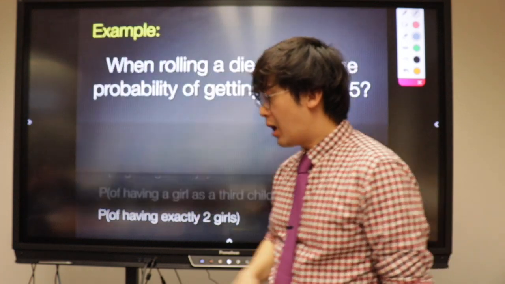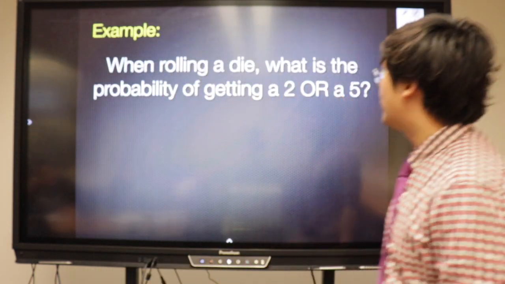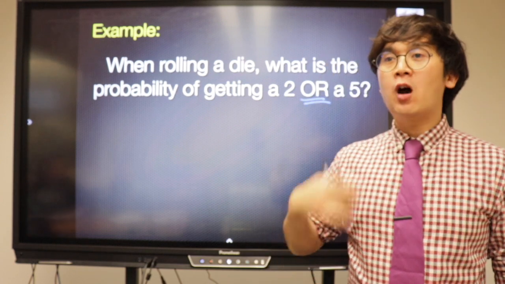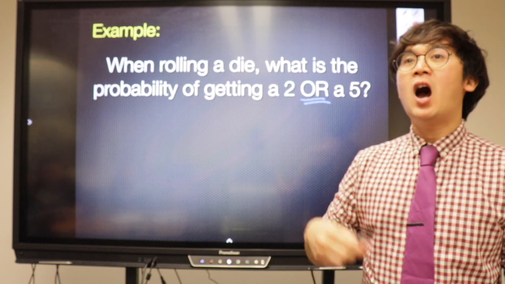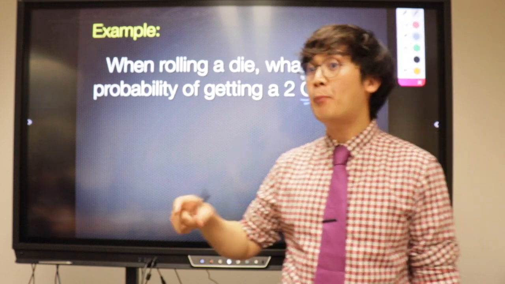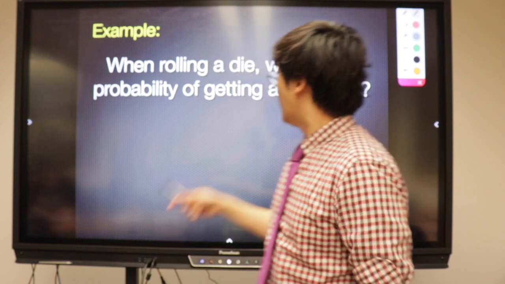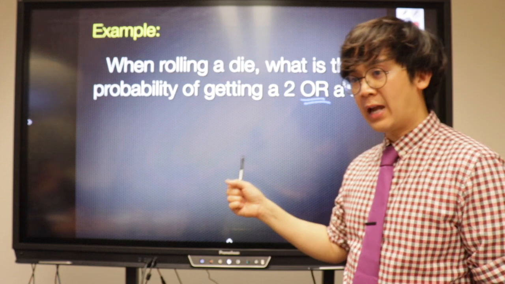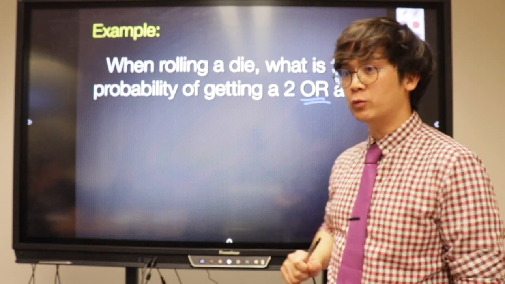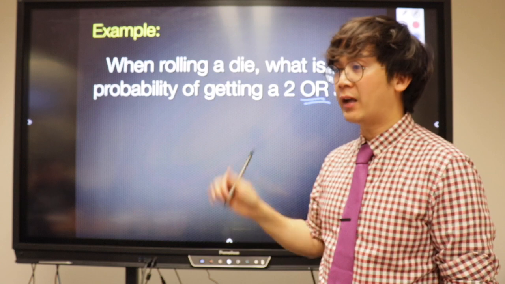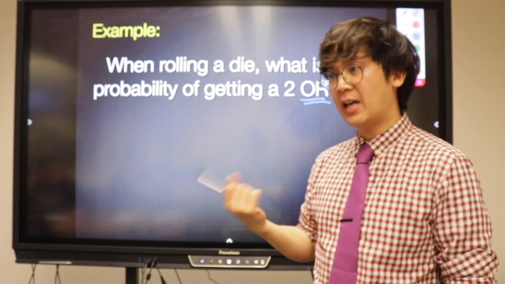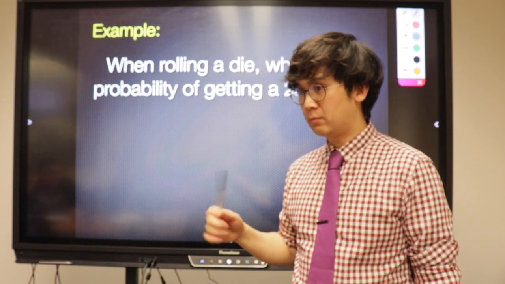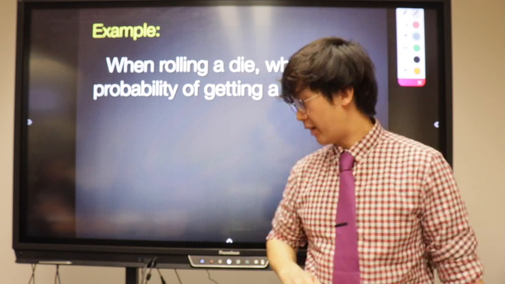Now, dependent and independent events. When rolling a die, what is the probability of getting a 2 or a 5? Dependent and independent events are basically used to apply math operations so you can compute the probability. The experiment here is rolling a die. You roll a die. Boom. You got a 2. Success. You roll a die. Boom. You got a 5. Success. So what is the probability that when you roll a die, it's either a 2 or a 5?